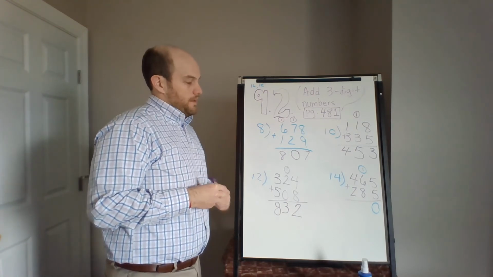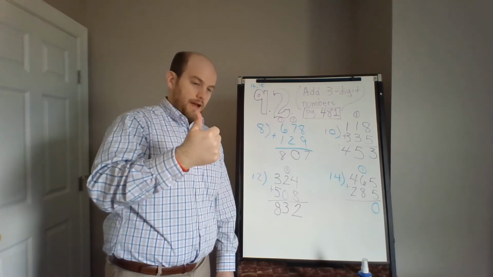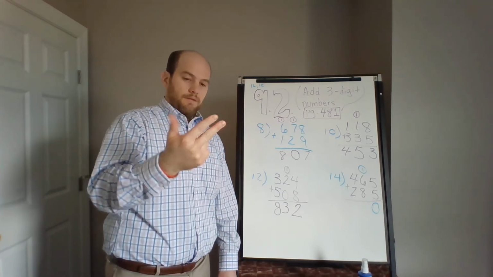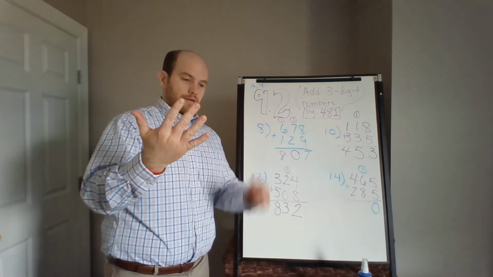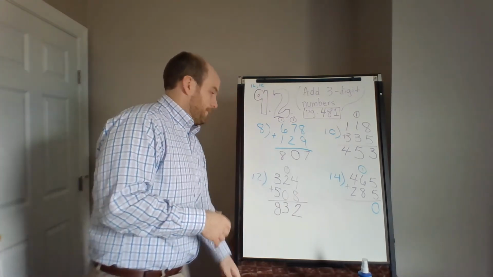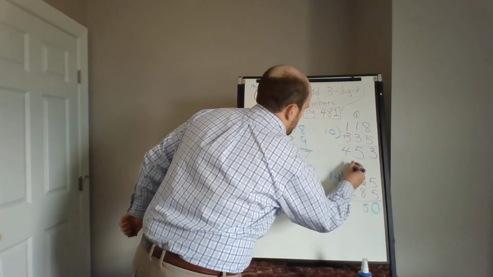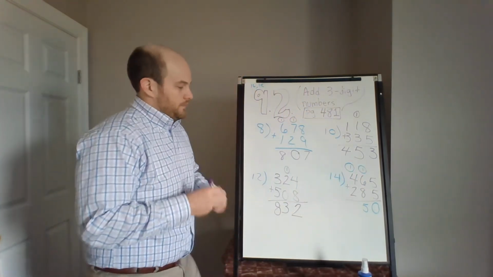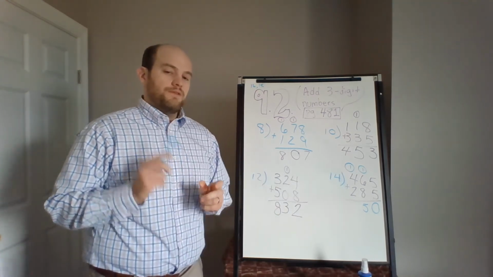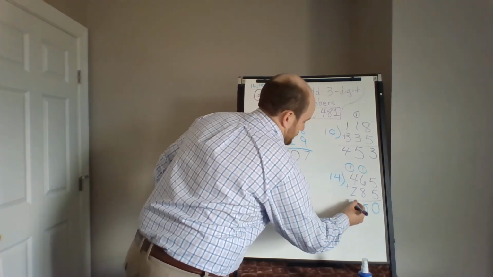I carry my 1. Now 8 plus 6 plus 1. So 8, 9, 10, 11, 12, 13, 14, plus the 1 is 15. So I put a 5 down, and I carry my 1. And then it's 4 plus 2, which equals 6, plus 1, which equals 7.